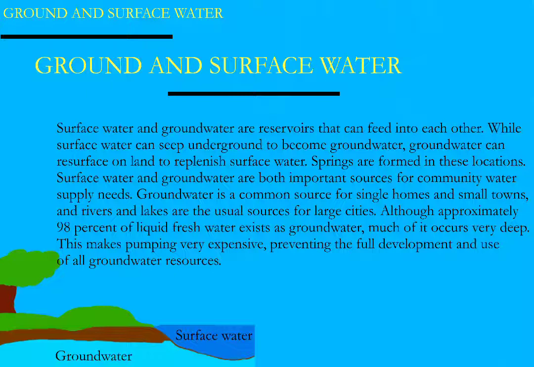Surface water and groundwater are reservoirs that can feed into each other. Where surface water can seep underground to become groundwater, groundwater can resurface on land to replenish surface water. Springs are formed in these locations. Surface water and groundwater are both important sources of core community water supply needs. Groundwater is a common source for single homes and small towns, and rivers and lakes are the usual sources for large cities. Although approximately 98% of liquid fresh water exists as groundwater, much of it occurs very deep. This makes pumping very expensive, preventing the full development and use of all groundwater resources.